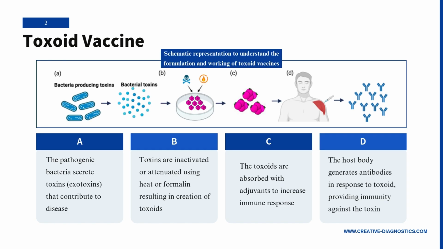The principles of toxoid vaccine production and action can be seen in the schematic diagram. Firstly, the pathogenic bacteria secrete toxins that contribute to disease. Toxins are inactivated or attenuated using heat or formalin, resulting in creation of toxoids. Then the toxoids are absorbed with adjuvants to increase immune response. The host body generates antibodies in response to toxoid, providing immunity against the toxin.